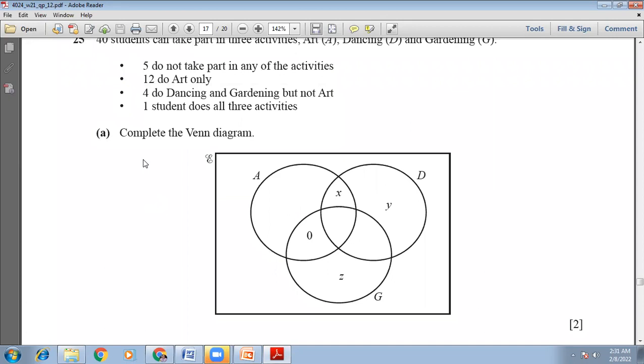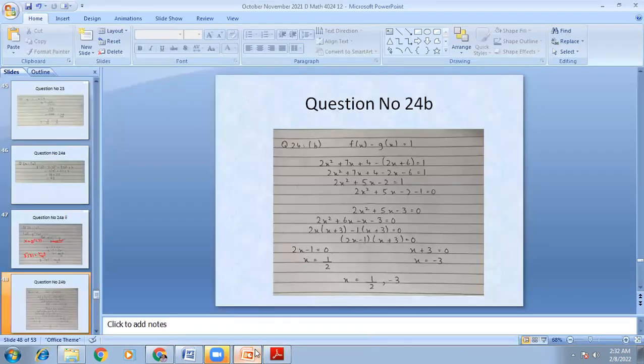Very simple. So you see, he says 1 student does all the 3 activities. So 1 will be written here. He says 4 do dancing and gardening, but not art. Dancing and gardening, but not art is this portion. So here you will write 4. And 12 do art only. Art only is this portion. So here you write 12. 5 do not take part in any of the activities. So 5 will be written here. So let me show you my solution.